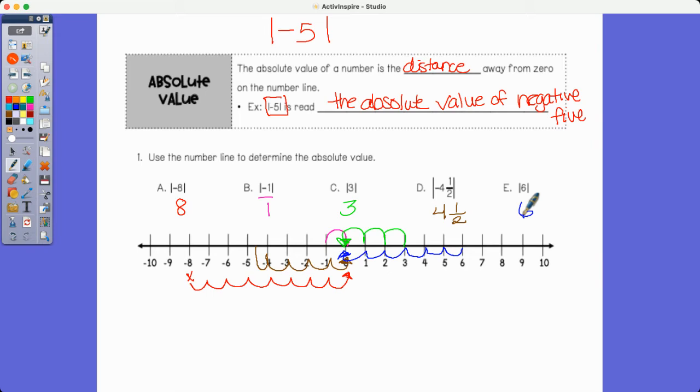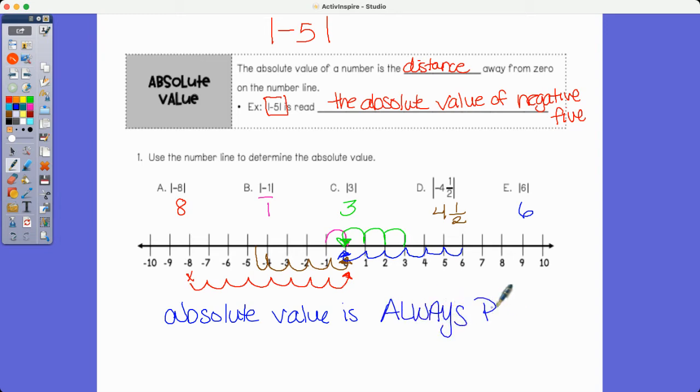What do you notice about absolute value? I hope you said absolute value is always positive. It is a trick question we throw at you all the time. You need to remember that absolute value is positive.